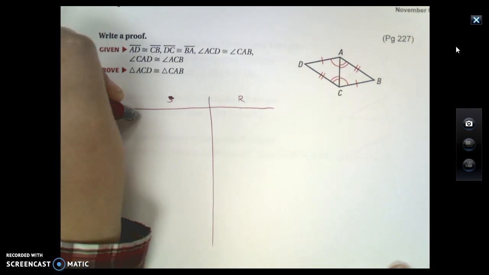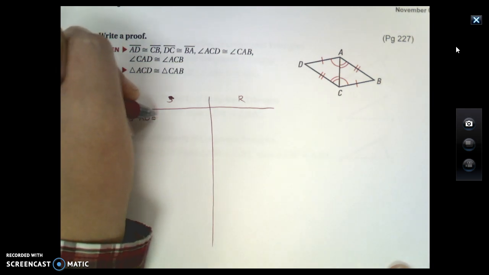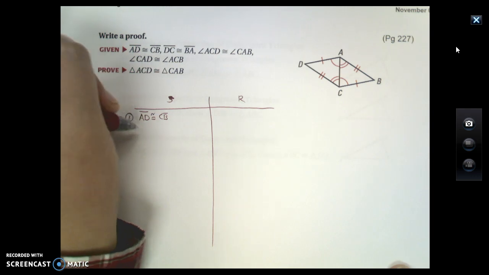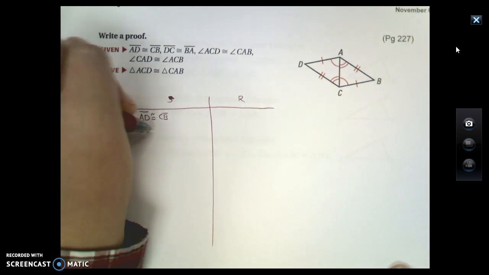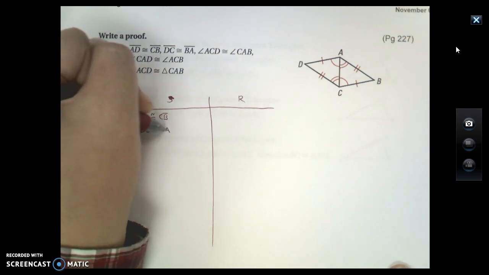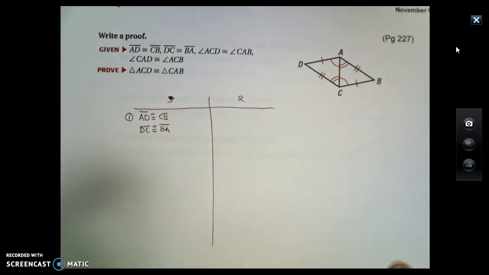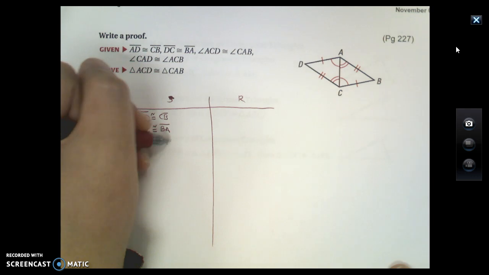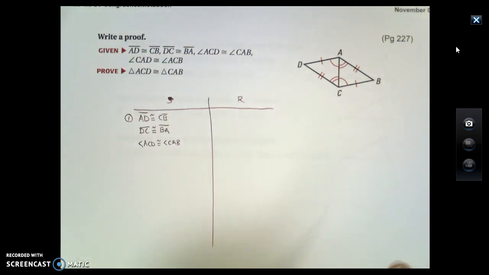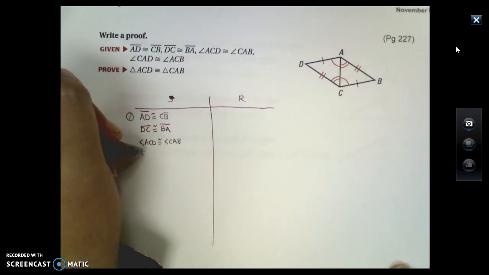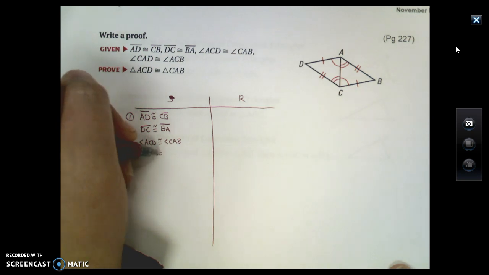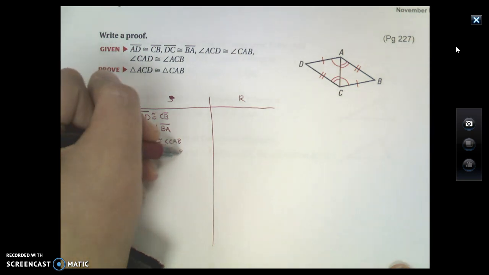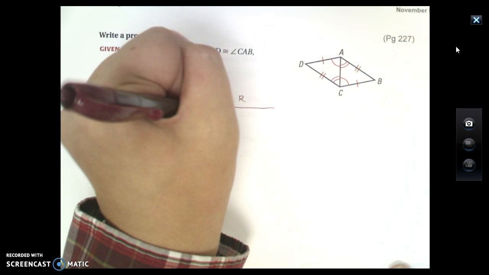Well, the good news is I wasn't too mean with this proof. I gave you a lot of them right in the given. So let's go ahead and write those in first, as we would with any proof. So we have 2 sides right there that are congruent. I have angle ACD is congruent to angle CAB, and all of this is marked on the drawing, so I'm not going to have to remark anything here. So those are all my given statements.